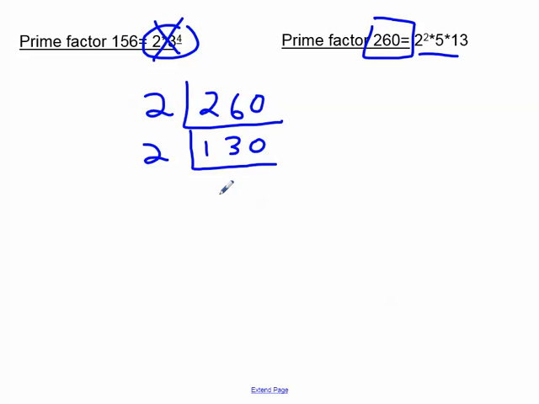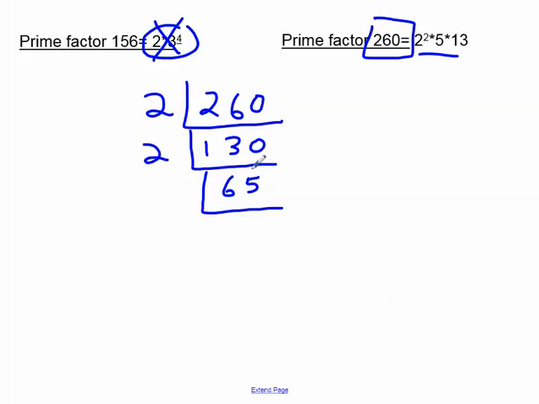130 divided by 2 is, let's see, 65. Divisible by 2? Not anymore, because we got a 5 there. Let's see, is it divisible by 3? 6 plus 5 is 11. Nope, not divisible by 3. 11 is not divisible by 3, therefore 65 is not divisible by 3.